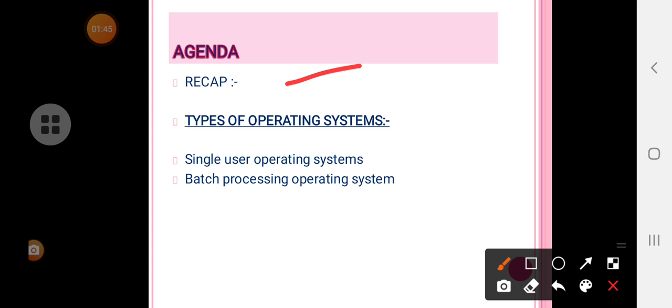Then I discussed some of the functions of operating systems. What are the functions of operating systems? The operating system manages the memory, manages the processes, manages the devices connected to the system, and manages the files located in any drives, and it gives protection and security for the system. The user interface can be either command based or graphical based. So these are the functions of operating systems.